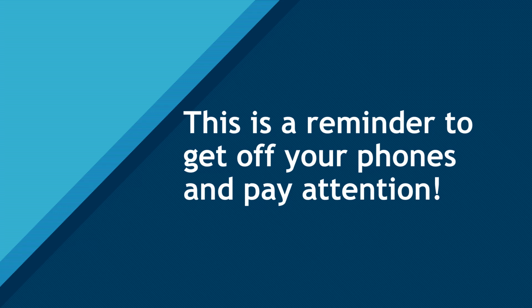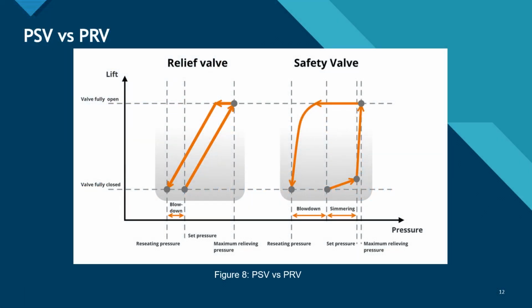You can see on this chart, we have the relation between pressure and lift for a relief valve and a safety valve. When the set pressure of a PSV is reached, the valve opens almost fully, whereas the PRV opening is proportional to the increase of the system pressure. A relief valve is used to limit pressure in the system, while a safety valve is designed to release excess pressure from the system. Safety valves are used mostly in vapor and steam systems, whereas relief valves are used in liquid systems.